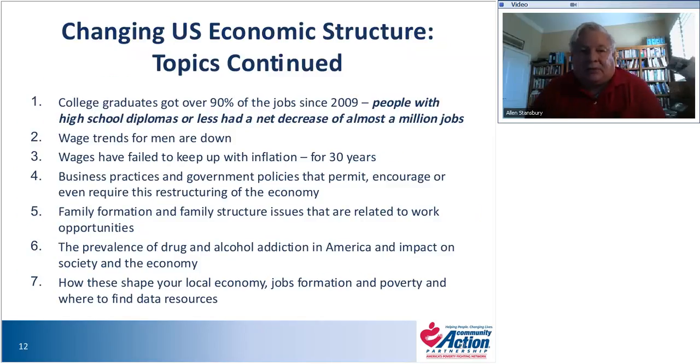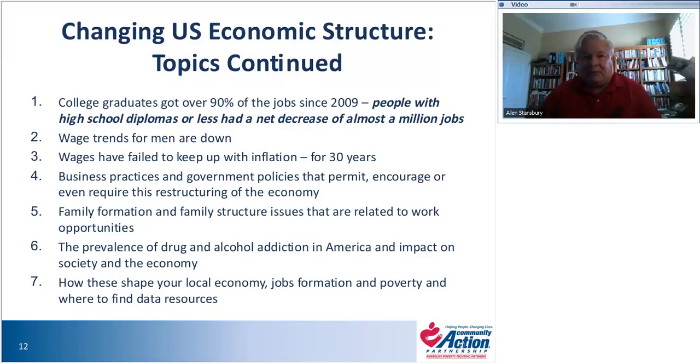College graduates have gotten over 90% of the jobs since 2009. People with high school diplomas or less had a net decrease of almost 1 million jobs. Wage trends for men are down. Wages have failed to keep up with inflation for the last 30 years. Business practices and government policies that permit, encourage, or even require restructuring of this economy. We'll talk about family formation and family structure issues that are related to work opportunities.